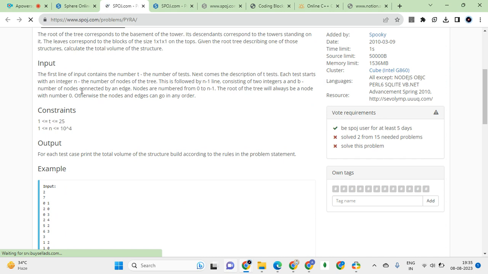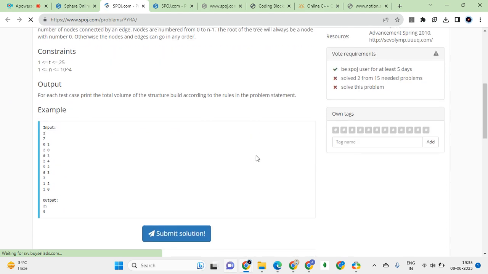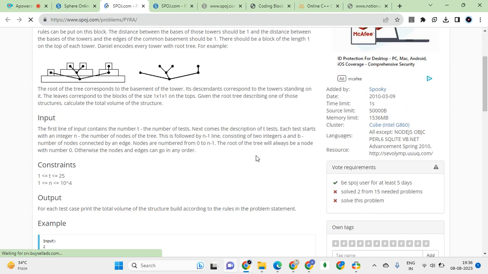Okay, what is the meaning of this line? Focus on this. Output the volume of the solid structure built according to the rules. Okay, volume of the structure. Fine, 25 is the volume. Is it n cube or what? 5 cube. 1, 2, 3, 4, 5, 6, 7.